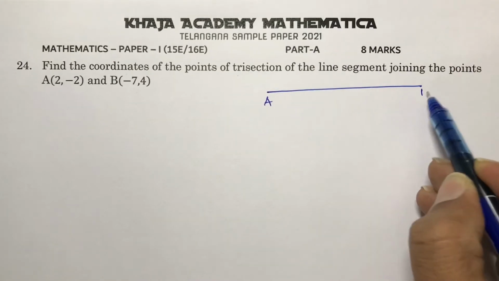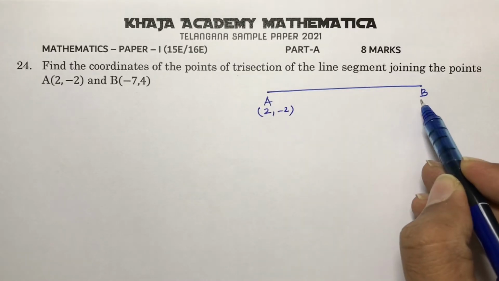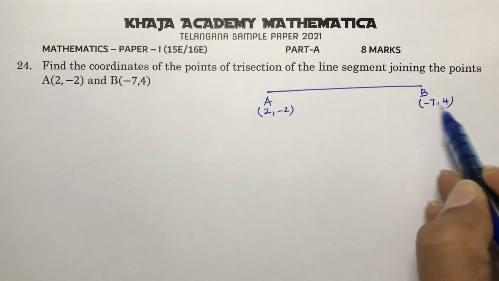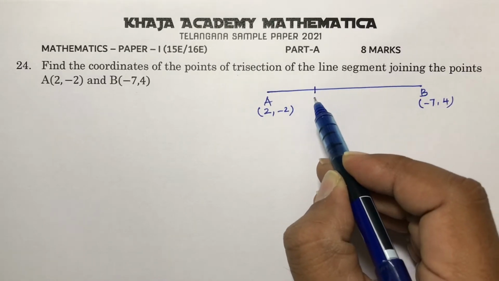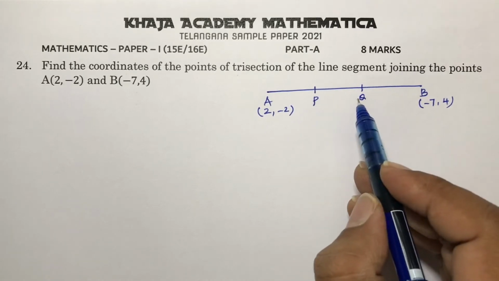A line is divided into 3 equal parts. A is (2, -2), B is (-7, 4). So here it is trisected at P and Q. We need to find P and Q.